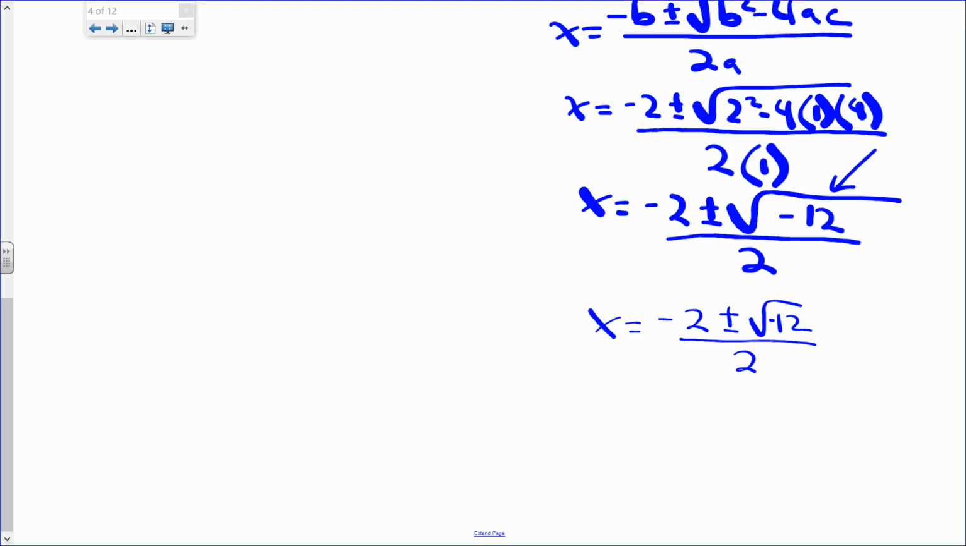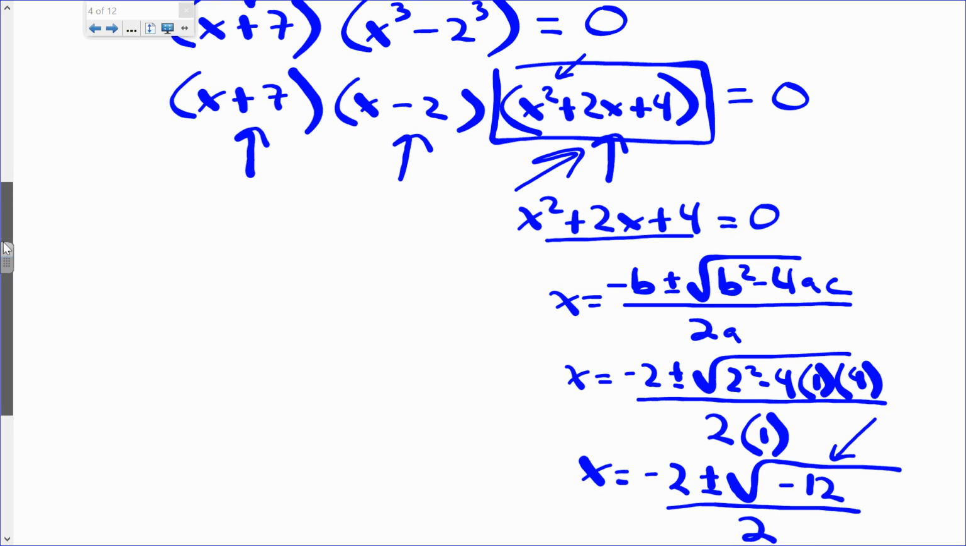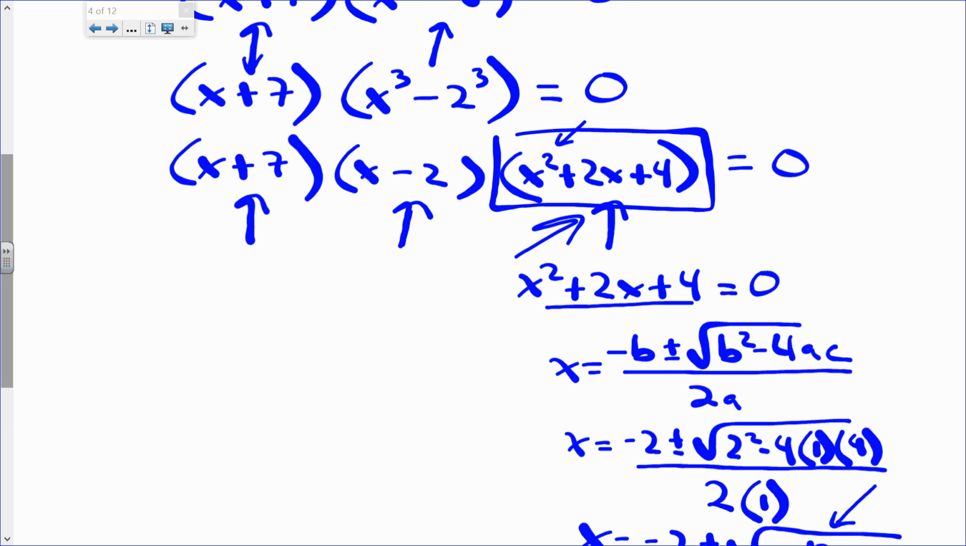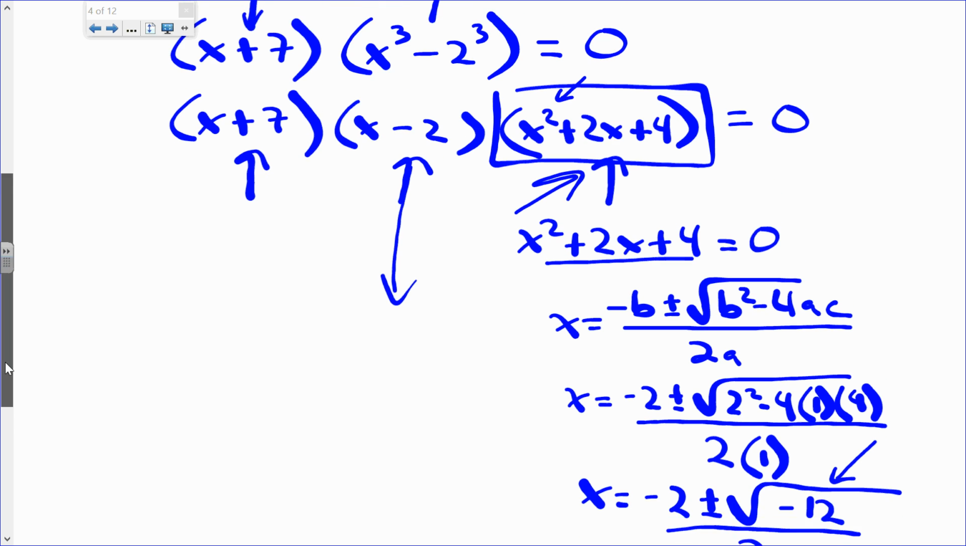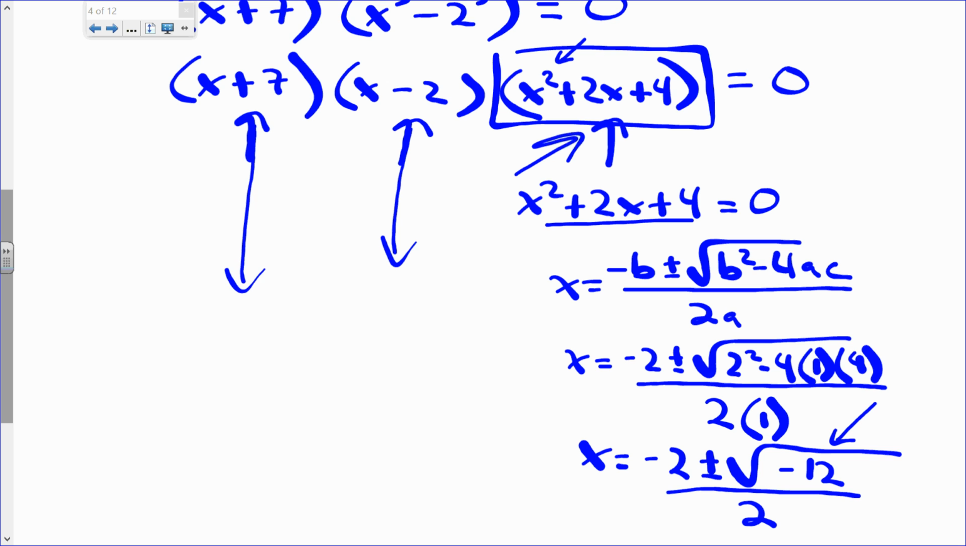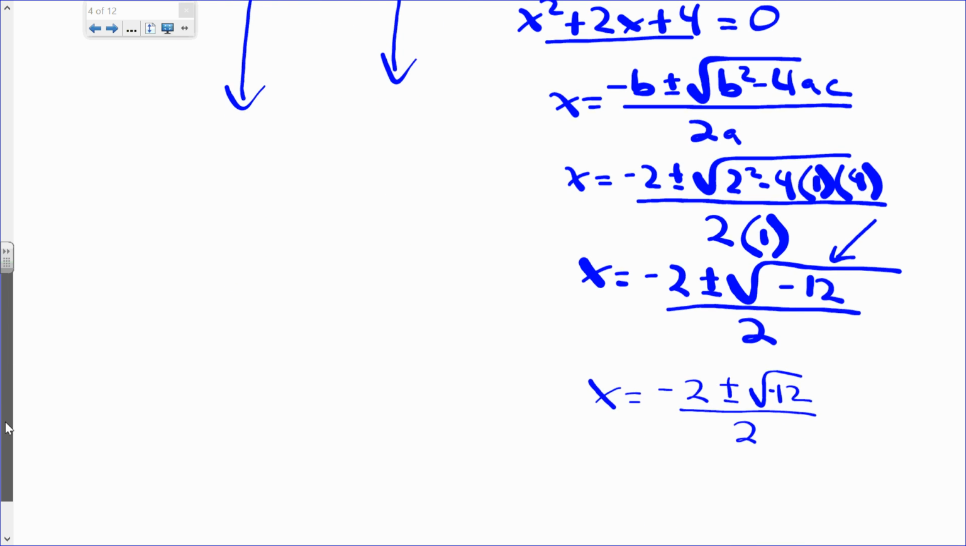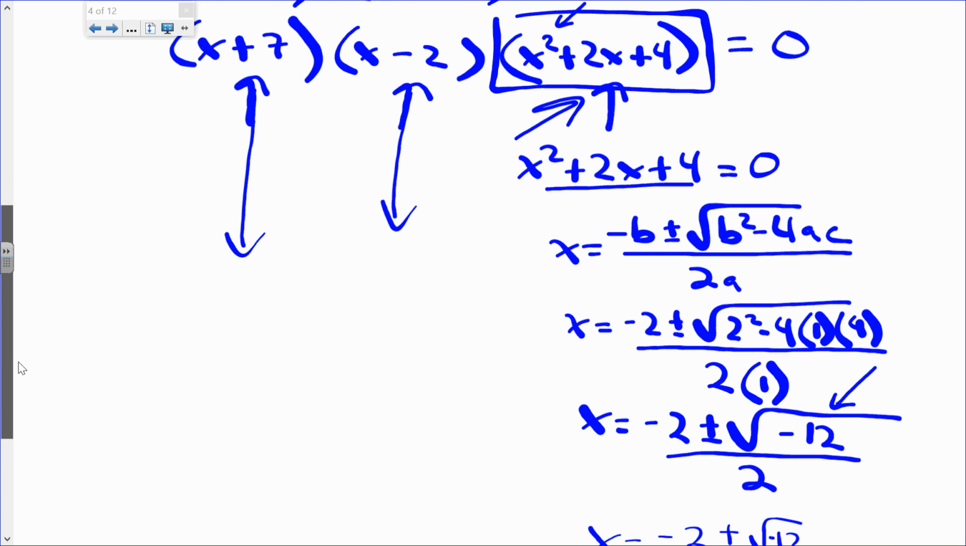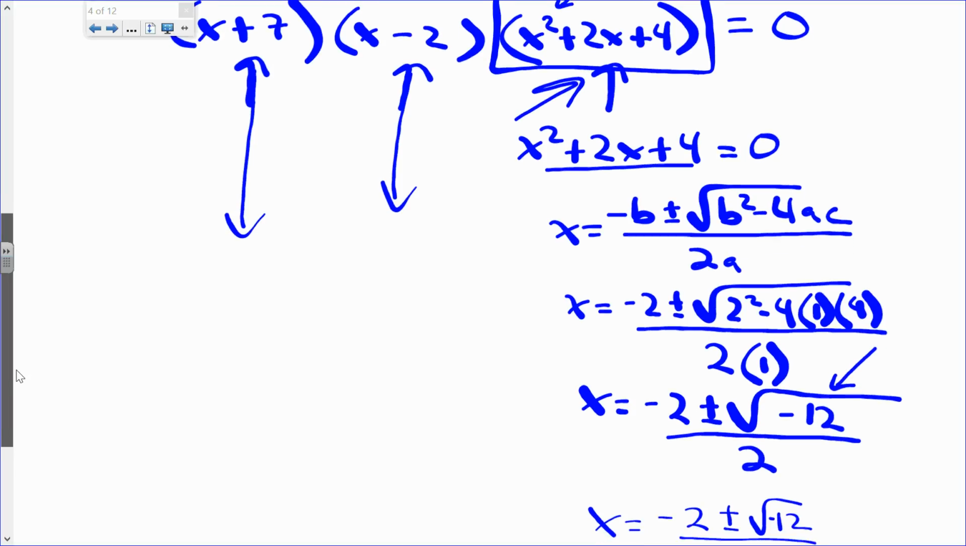So you have two solutions here for x, but we still have other factors that we have to set equal to 0. We still have this x minus 2. Let's set this equal to 0. And x plus 7, let's set this equal to 0. So let me bring that over here. So I'll just bring down here x minus 2 and x plus 7.